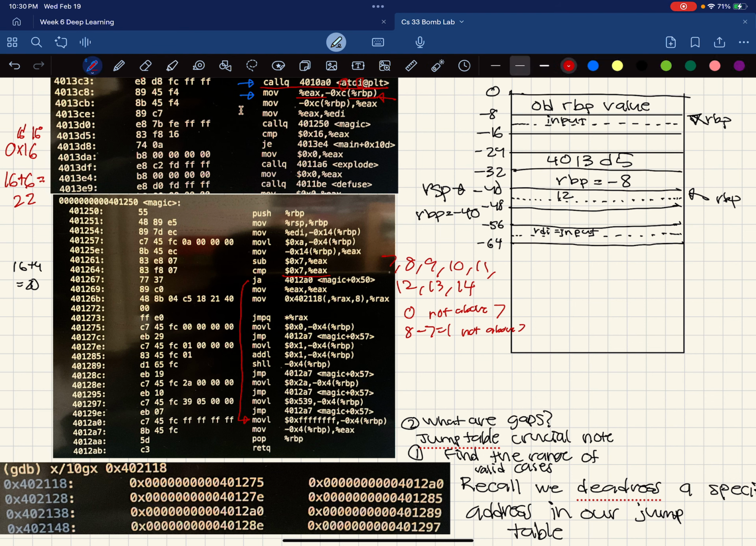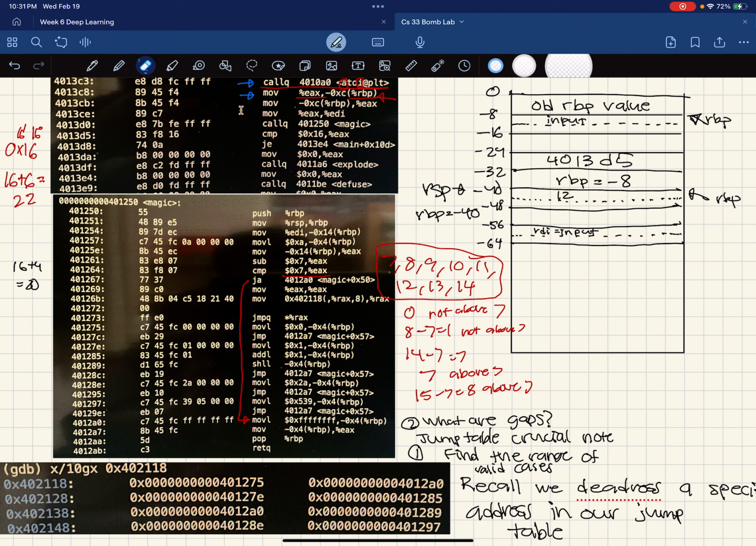Okay, and if we go all the way to 14, 14 minus 7 equals 7. 7 is not above 7. So that's the last one. But once you get to 15, that means 15 minus 7 is 8. 8 is above 7, so that means it's a default case statement. So that means the valid cases are these. Okay, but that's a little hasty.